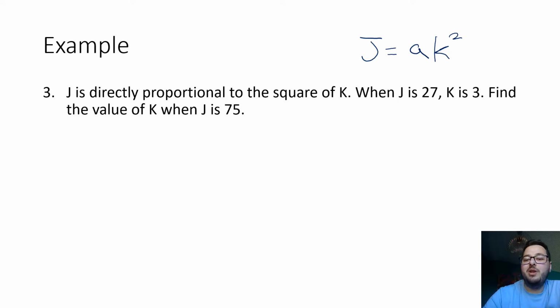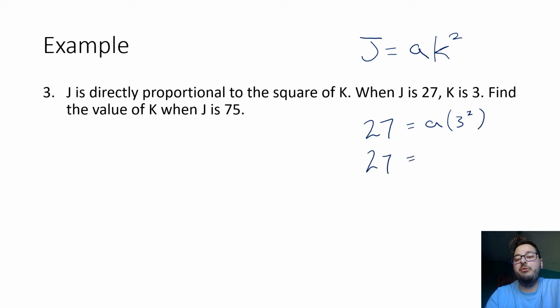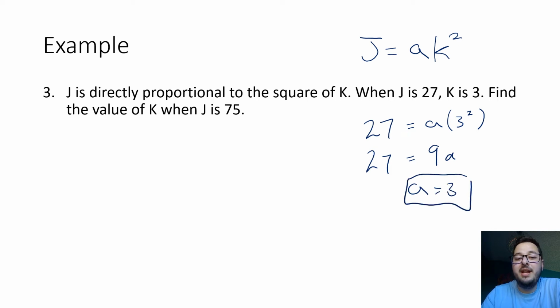And then it says when J is 27, K is 3. So 27 is something times 3 squared. So that says 27 is, well, 3 squared is 9, so 9a. Well, 9 times what is 27? Well, 9 times 3 is 27. So a must be 3. So our formula then is J equals 3k squared.